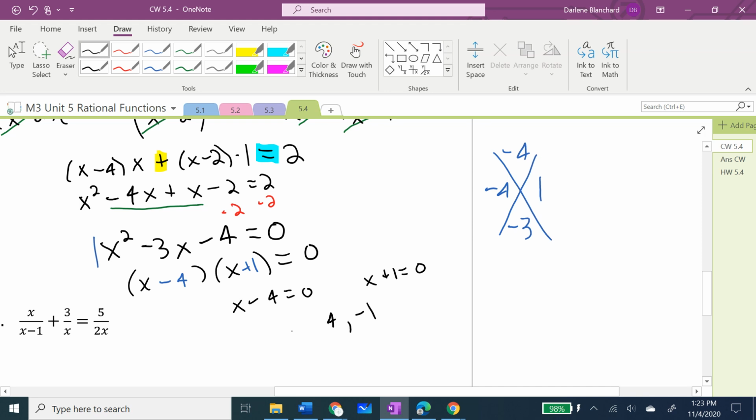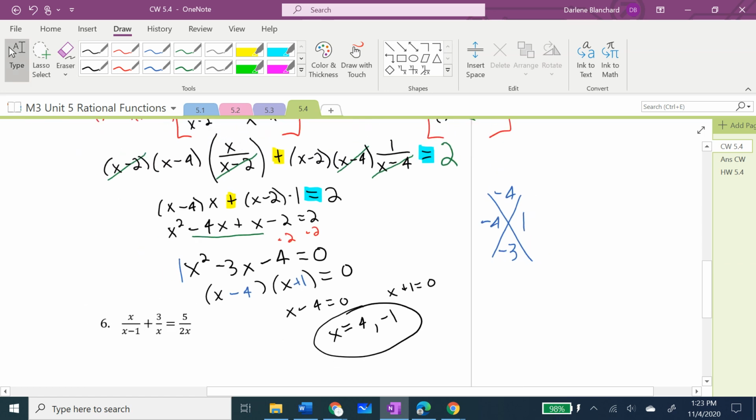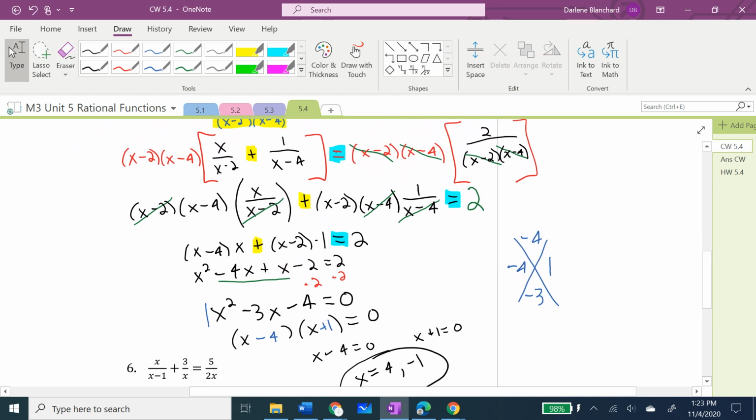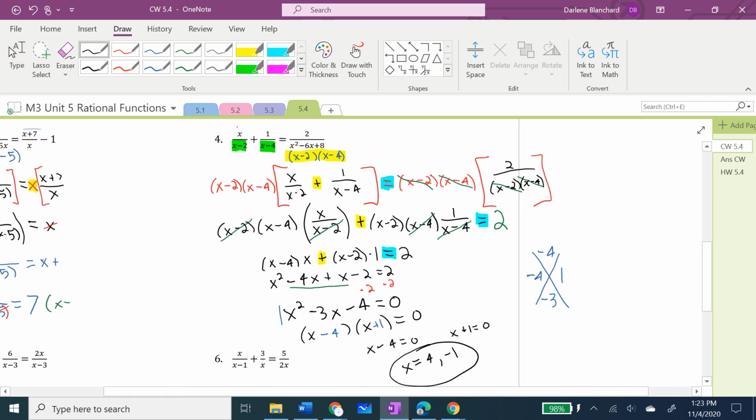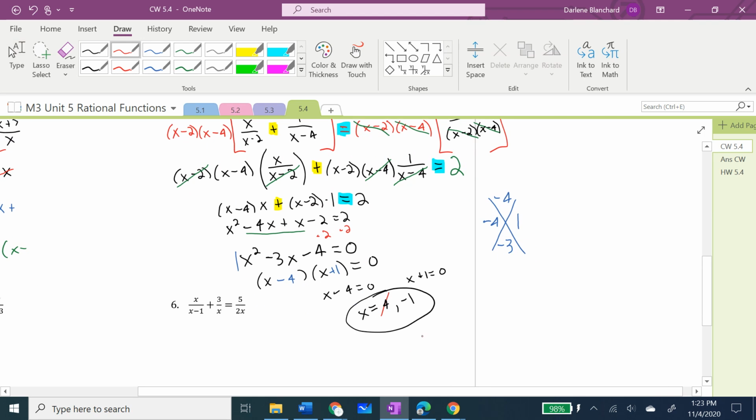But before I say this is my answer, I need to make sure I don't have extraneous solutions. So I'm going to look at the original problem. Do either of these two answers make one of those original denominators equal 0? Yep. 4 makes it 0. It's an extraneous solution. That means my only answer is x equals negative 1.